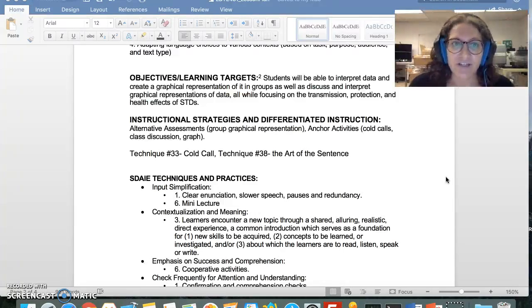So instructional strategies, we're going to do alternate assessments, which is that graphical representation in partners. Anchor activities, we're going to do a class discussion. While they're making that graph, I'm going to cold call and discuss as a class what they think the data means and how they could interpret graphs and what the graph means for the data.